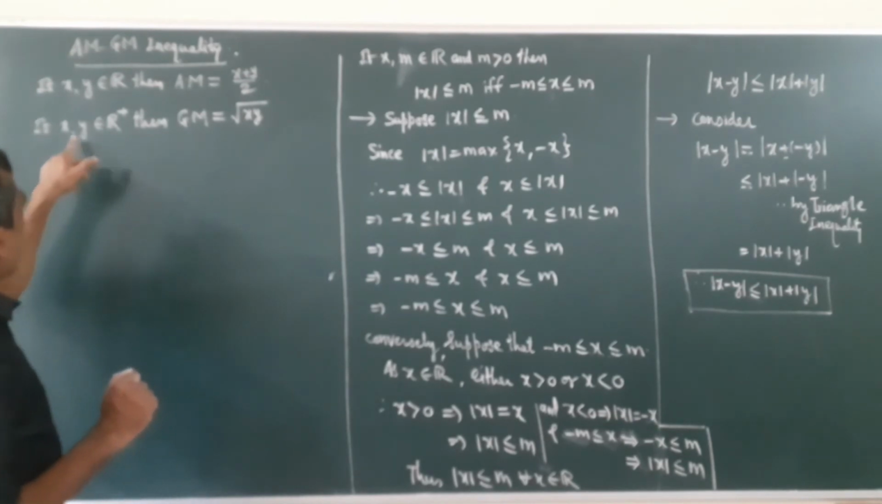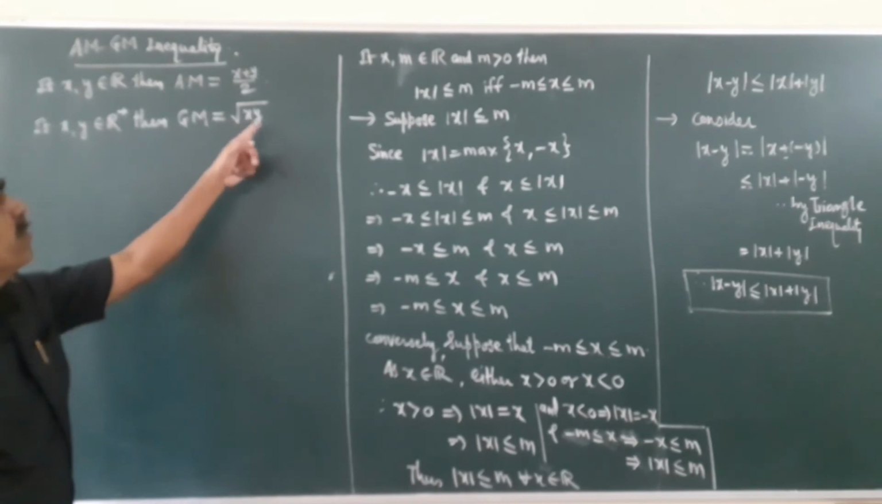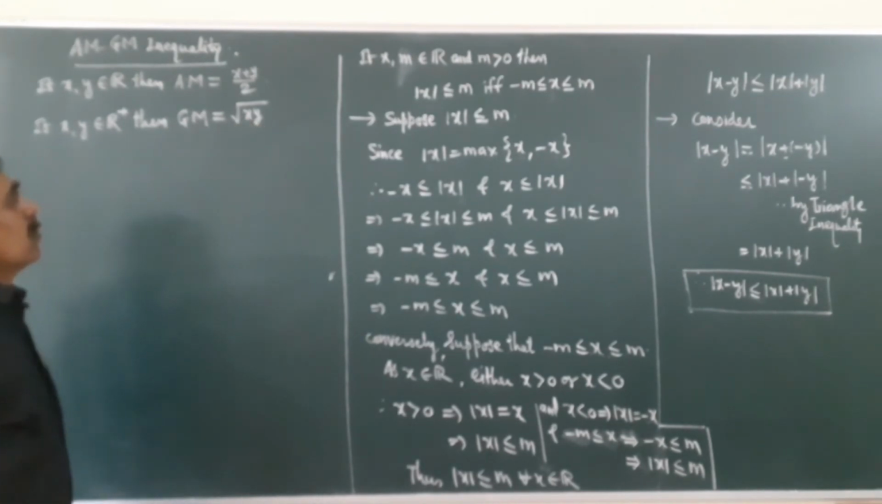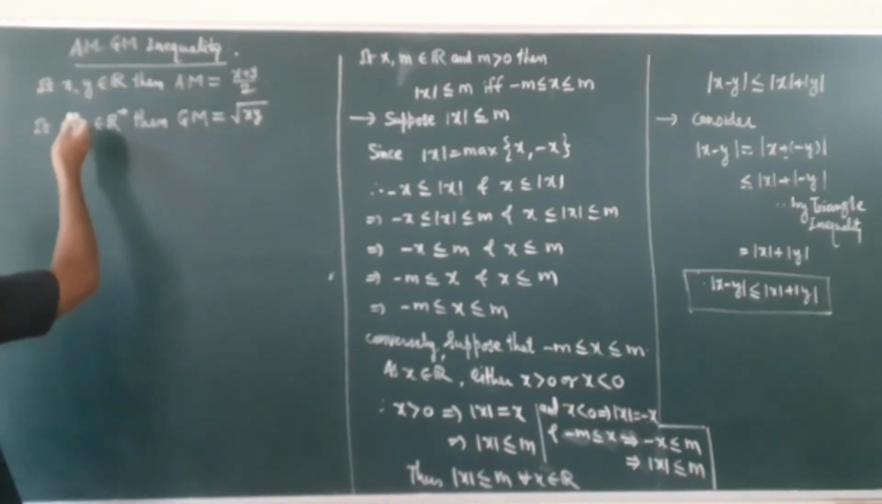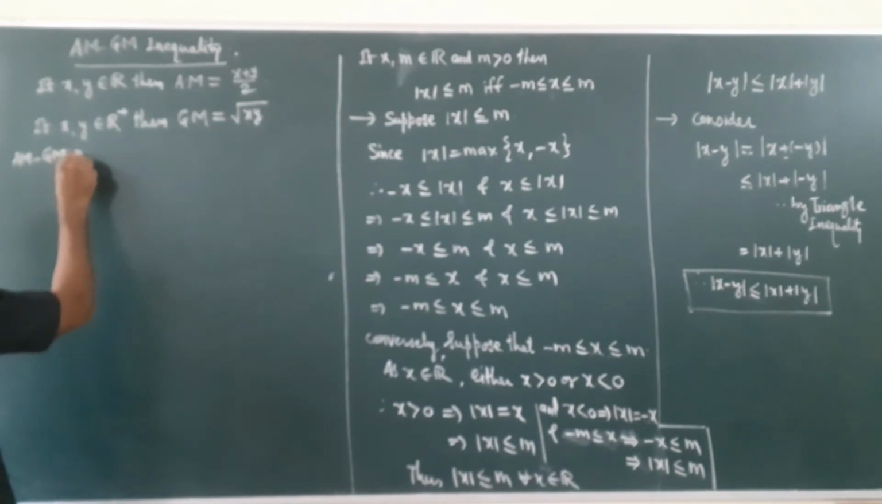So if x and y belong to R plus, then the geometric mean is defined as root of xy. Now we will prove a property of these two. This is called the AM-GM inequality.